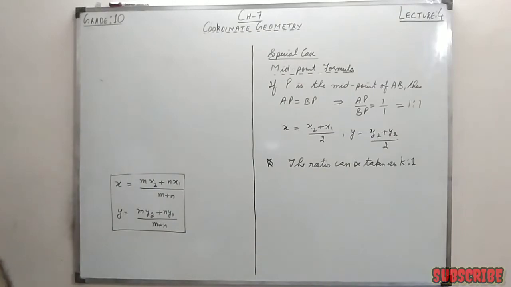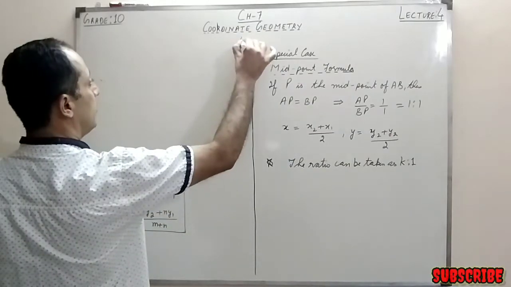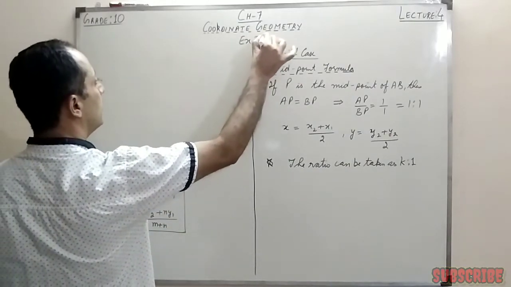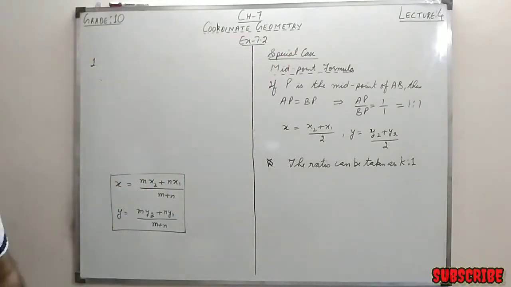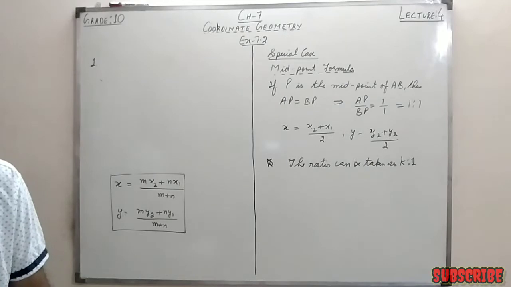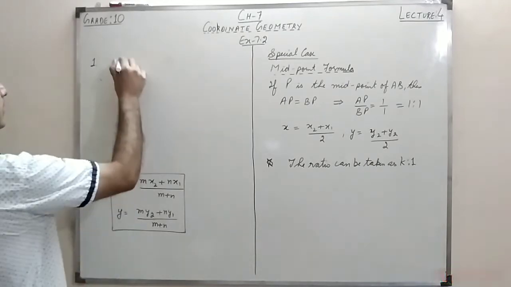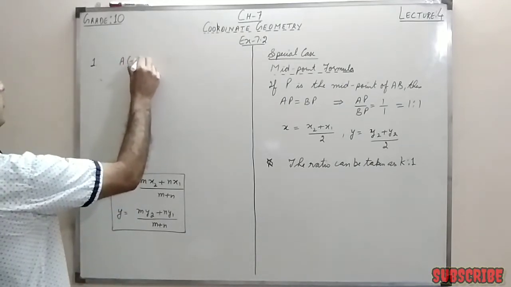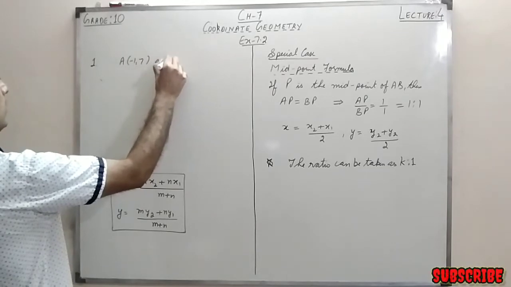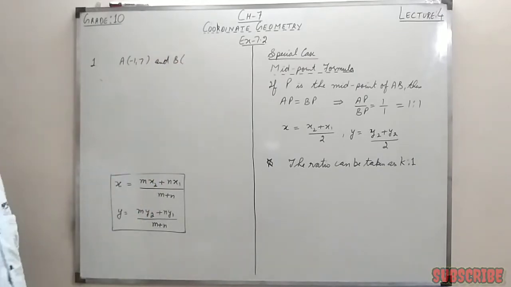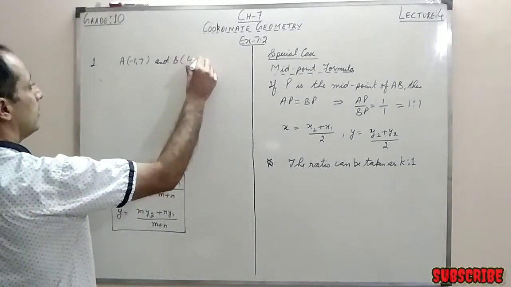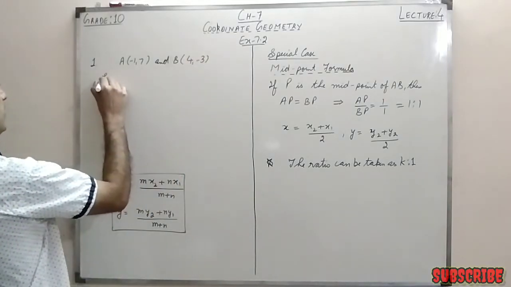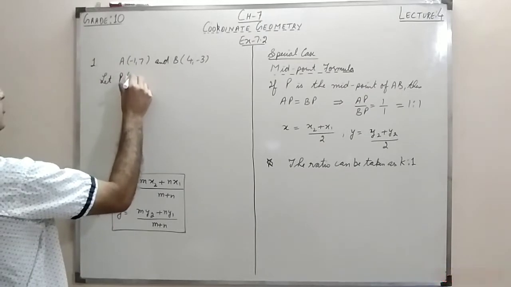Something like this. This is exercise 7.2. Question number 1. What we have to find? Coordinates of the point. Now the points are, say, A (-1, 7), and the other point we take as B, and the coordinates are (4, -3).